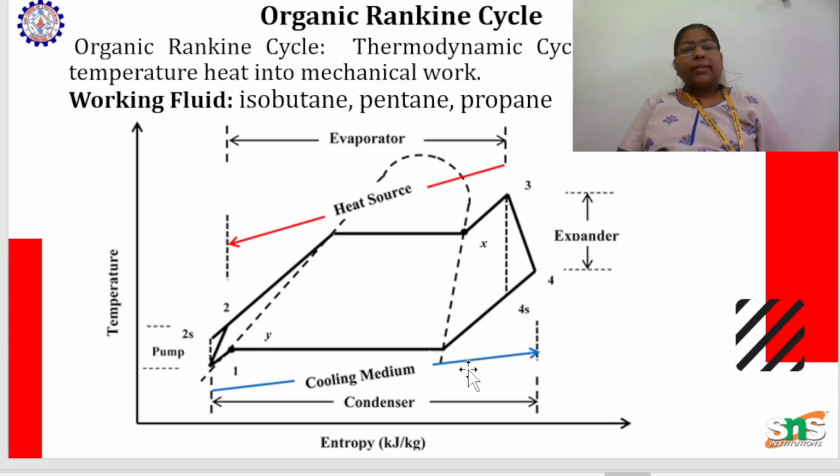Similar to the Rankine cycle, it is also a thermodynamic cycle to convert low temperature heat into mechanical work. The only difference is the operating fluid. The operating fluid here is an organic fluid. It is not water, it is organic fluid. So organic fluids such as isobutane, propane, pentane, etc. can be used for the organic Rankine cycle.